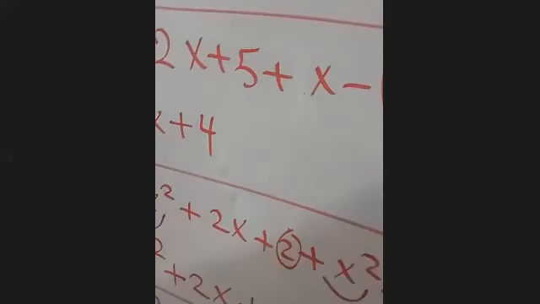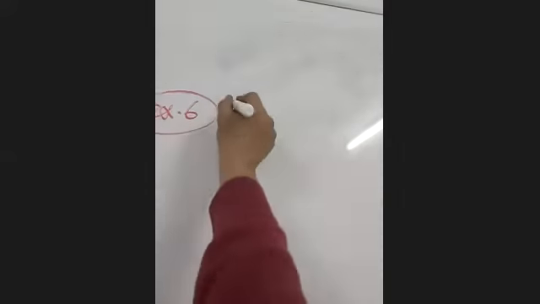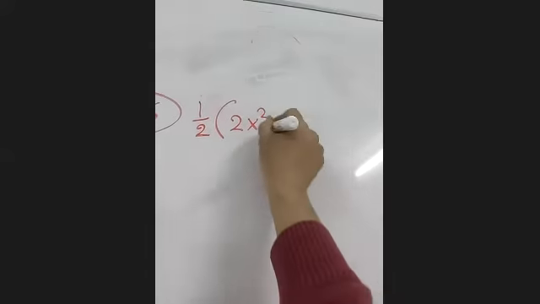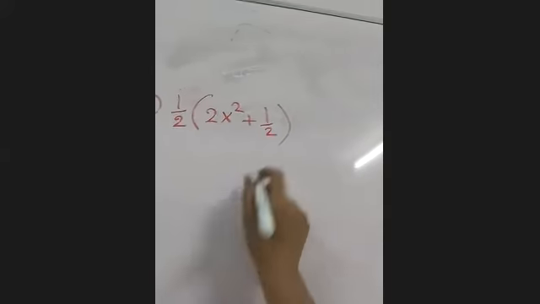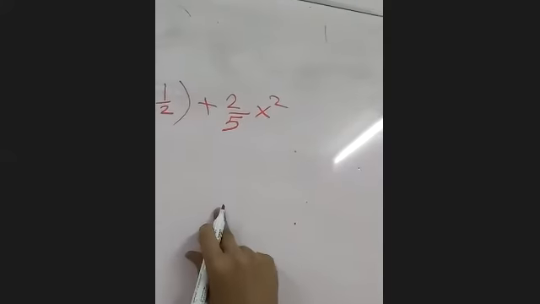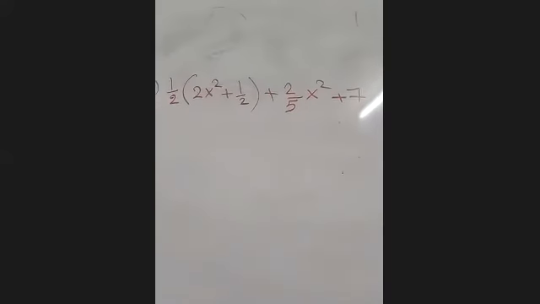Wait, wait, wait. Example 6. I'm with Ridia, Ahmed Antar. Yes, Mr. Yalla, Ahmed. Example 6, quickly. Simplify 1 over 2 in parentheses 2x to the power 2 plus 1 over 2, plus 2 over 5 x squared plus 7. Like this? Yes. Are you sure? Yes.